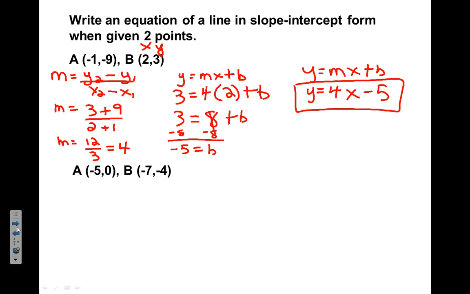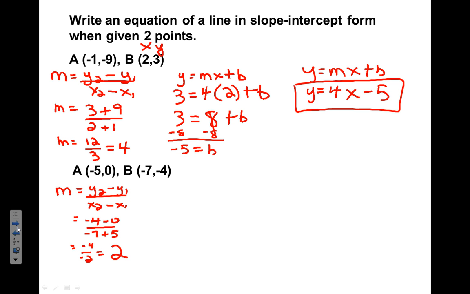Here is the last example. I want you to turn off the video and try it on your own. Okay, so we have to find slope first. So m is equal to y2 minus y1 over x2 minus x1. And again, it doesn't matter which way you do your subtraction as long as it's in the same direction for both. So if I start with B, I've got negative 4 minus 0 over negative 7 minus minus 5, which is plus 5. So this gives me negative 4 over negative 2, which equals 2.